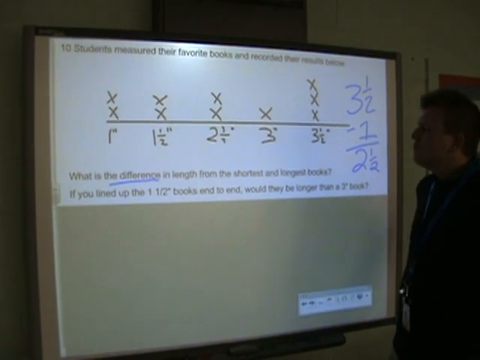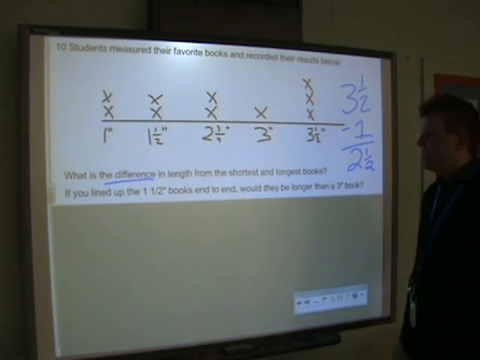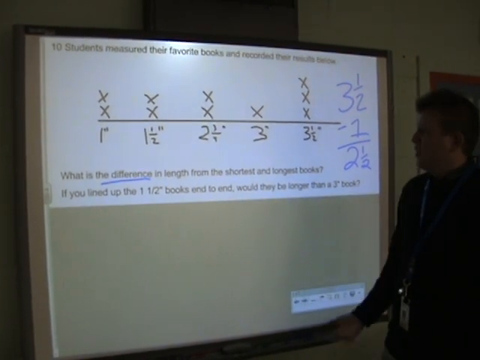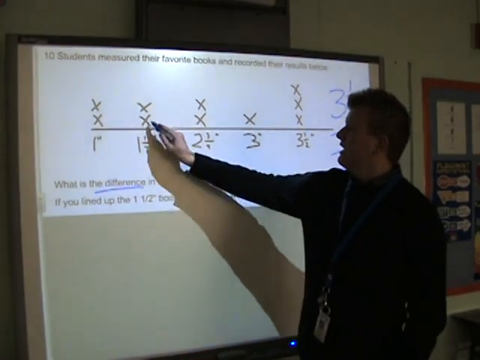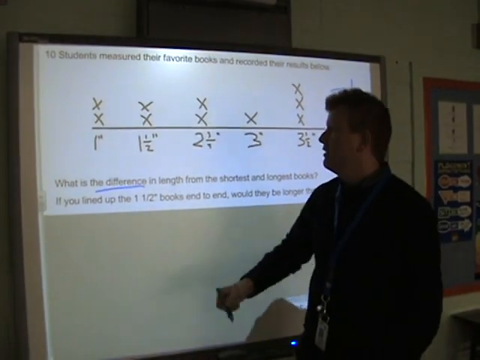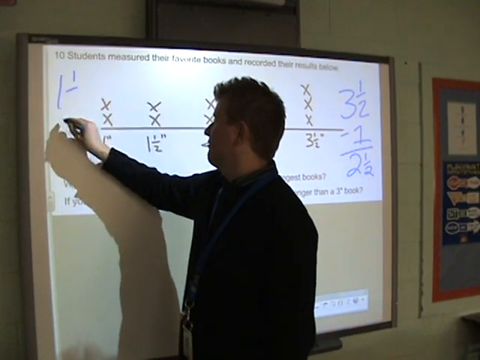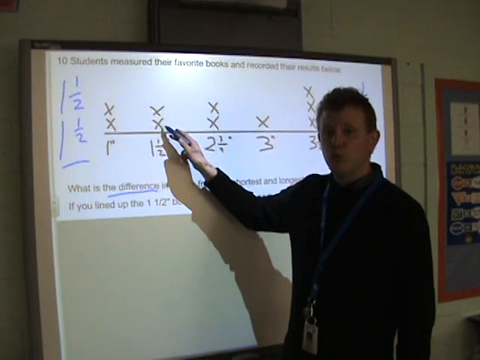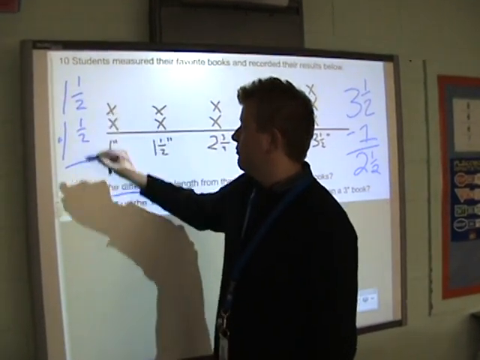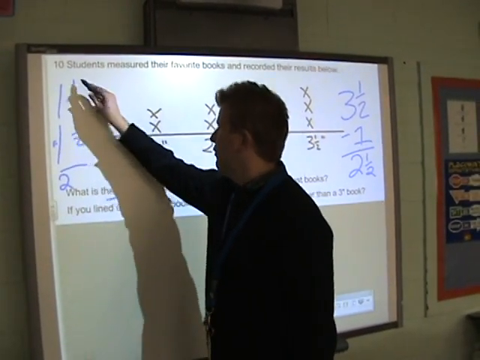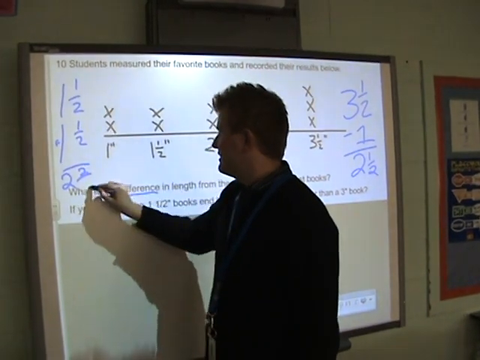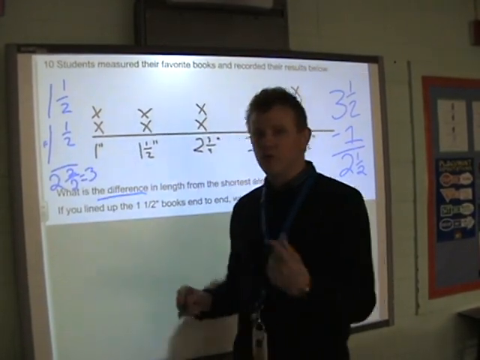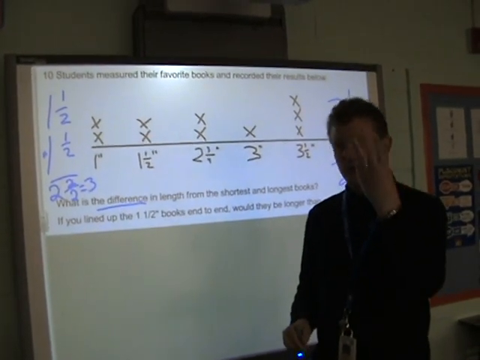Let's move on. If you lined up the 1.5 inch books end to end, would they be longer than a 3-inch book? Well, let's see. How many 1.5 inch books do we have? We have 2. So I've got to figure out how long that would be. I take this kid's 1.5 inch book and add it to this kid's 1.5 inch book. 1 plus 1 is 2. The denominator stays the same, so I've got 2 and 2 halves, which is 3. It's 2 and 1 other whole.